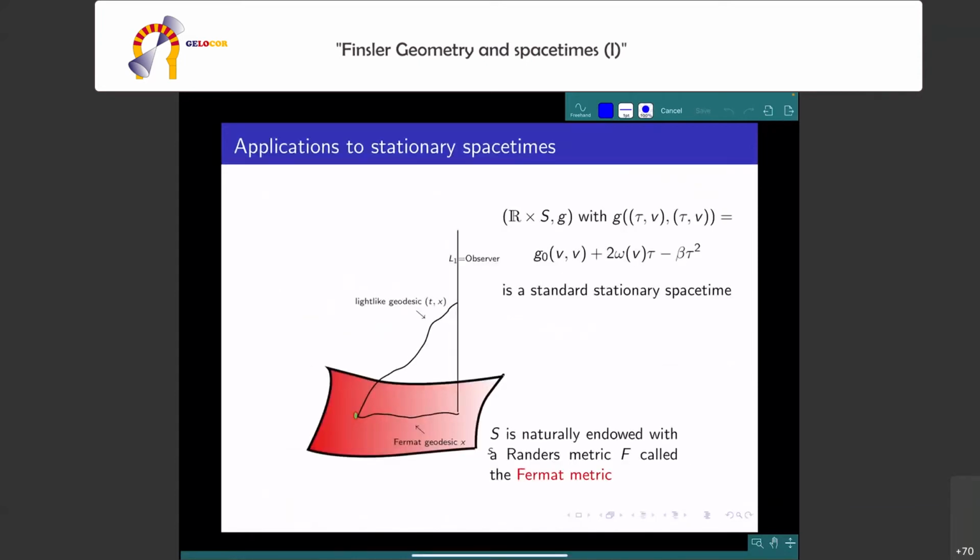So let's go to the relation between Randers metrics and stationary spacetimes. Stationary spacetimes are a very well-known class. In a standard stationary spacetime we have a splitting R times S, and the main property of this splitting is that, if t is the first coordinate, the partial with respect to t is a timelike Killing vector field, and the slice is spacelike. So you can always write the metric in this way, where G0 is a Riemannian metric on S, omega is a one-form on S, and beta is a positive function on S.